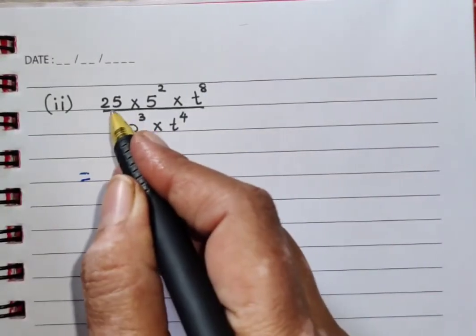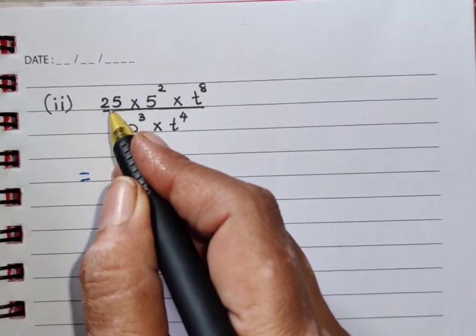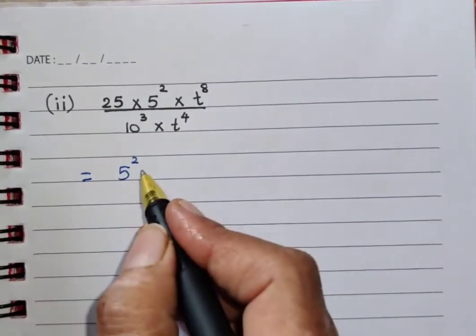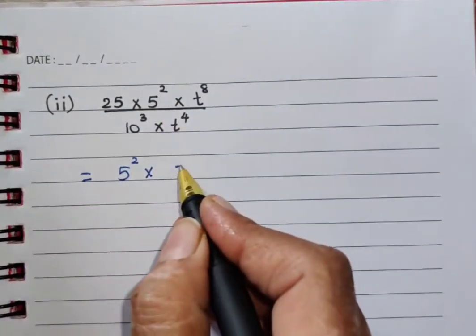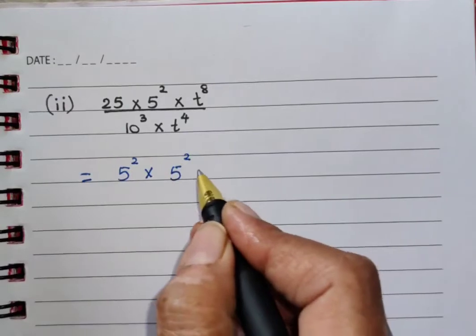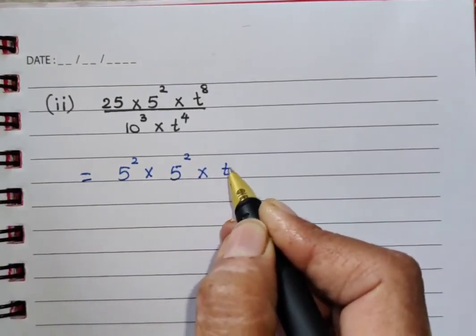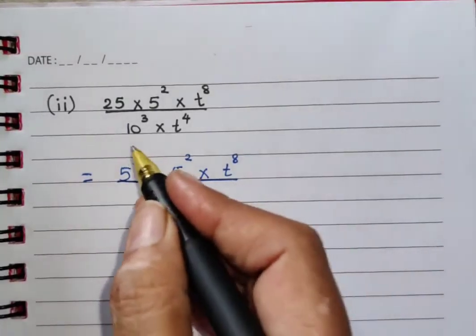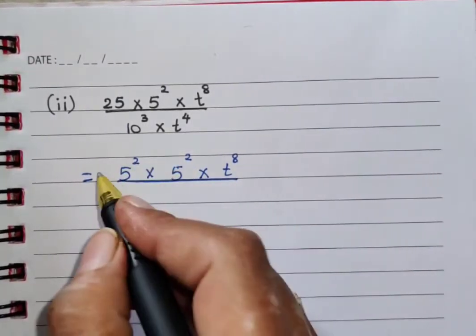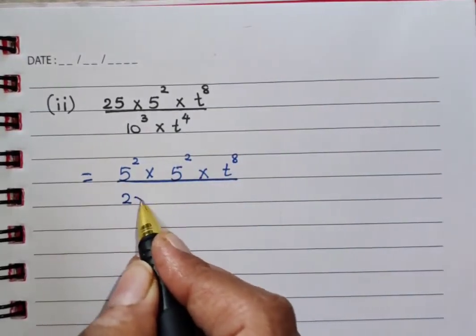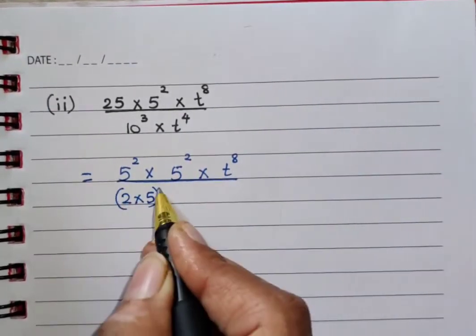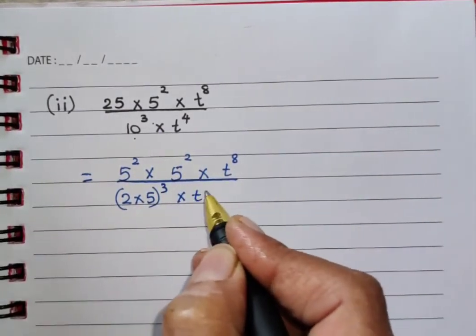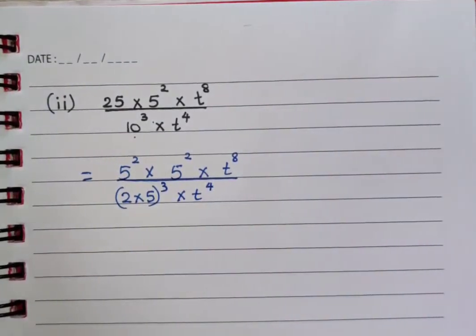As you can see, here is also 25. 25 is actually 5 square. Okay, so I am writing 5 square for this 25. This is already 5 square written here in the question, so let it be as it is. T is having power 8, and then in the denominator you have 10. 10 could be written as 2 5s are 10, and the power outside is 3 because 10 is having a power 3, and T is having the power 4.